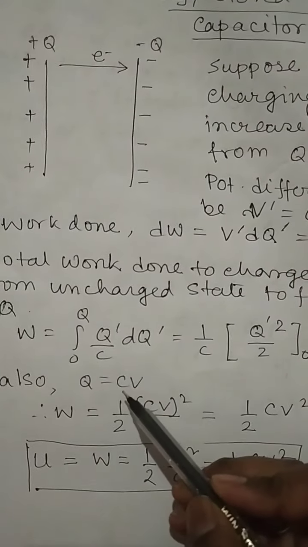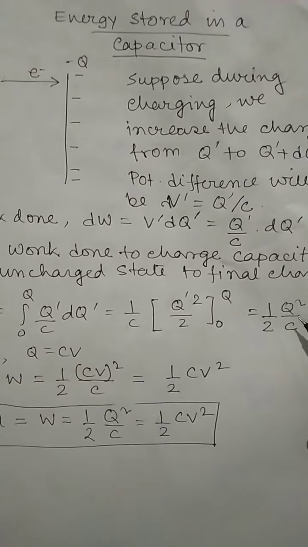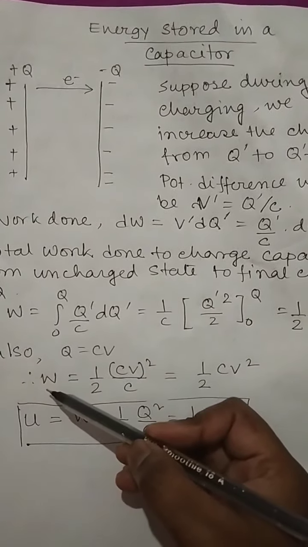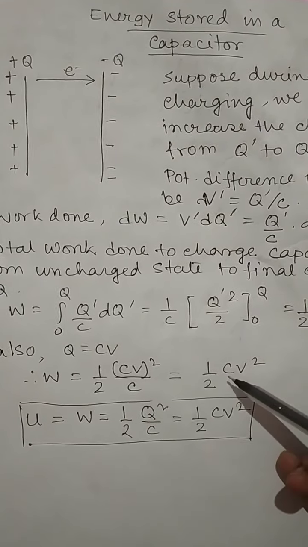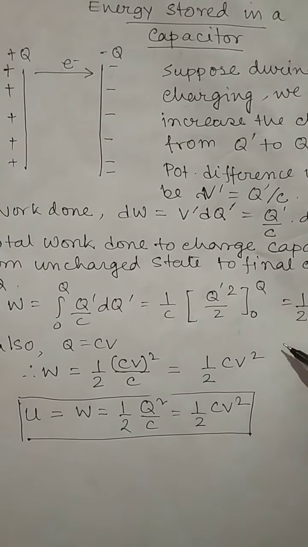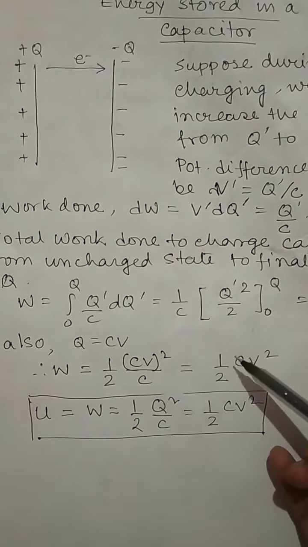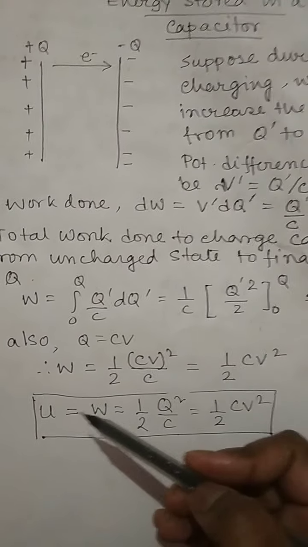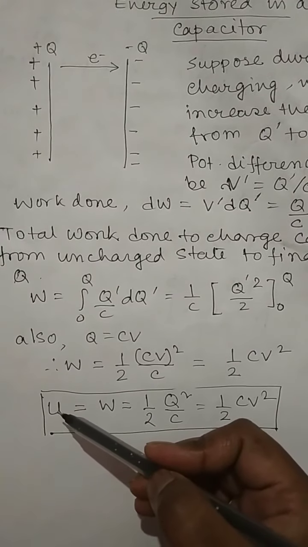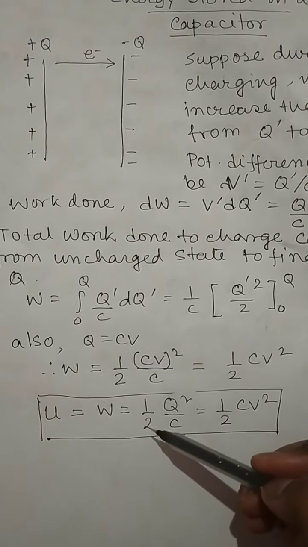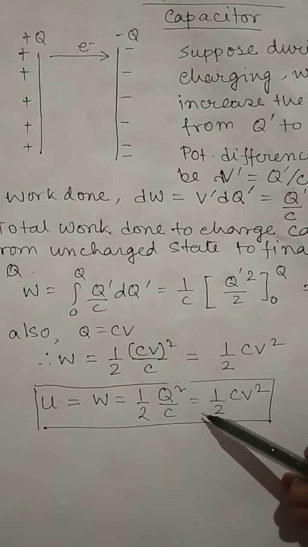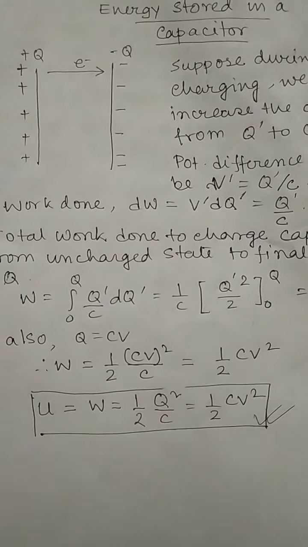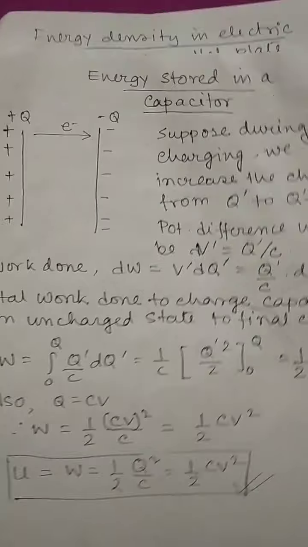Also we know that Q is equal to CV, so we substitute the value of Q with CV. We get W equals half C^2V^2 by C, that is half CV^2. This amount of work done is stored in the capacitor, so work done is equal to the energy stored, that is the potential energy. So U equals W, that is half Q^2/C, or you can say half CV^2. So we get two formulas for the energy stored in a parallel plate capacitor.